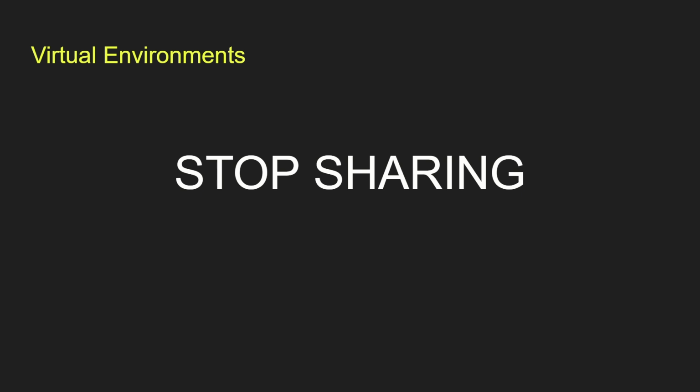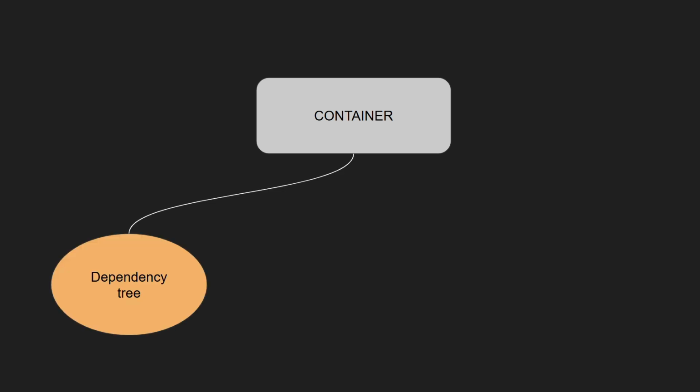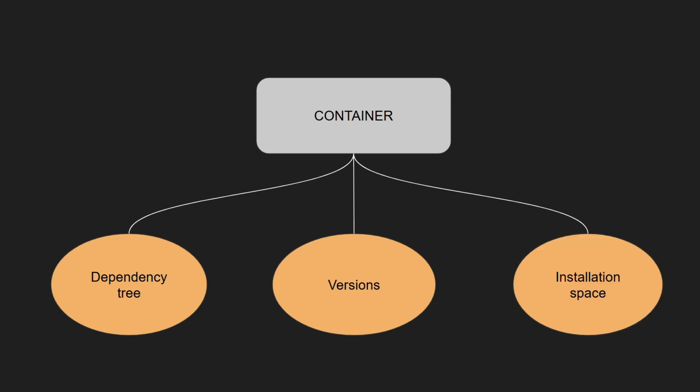A virtual environment creates an isolated space for each project. It creates a container for your project so that the libraries you install for one project do not conflict with another. Each project gets its own dependency tree, its own versions, its own installation space, so nothing interferes with anything else. So what actually gets created?